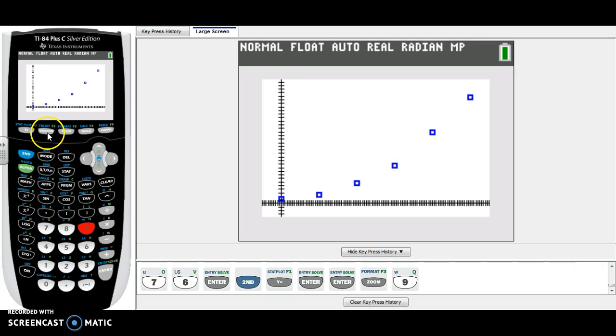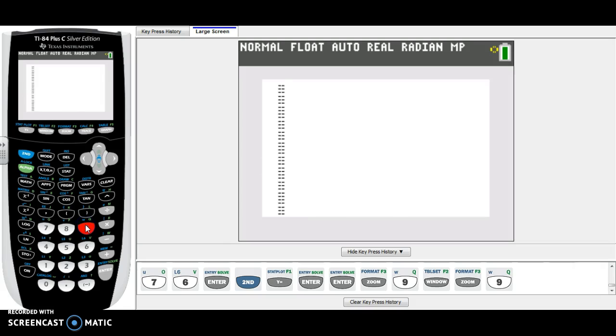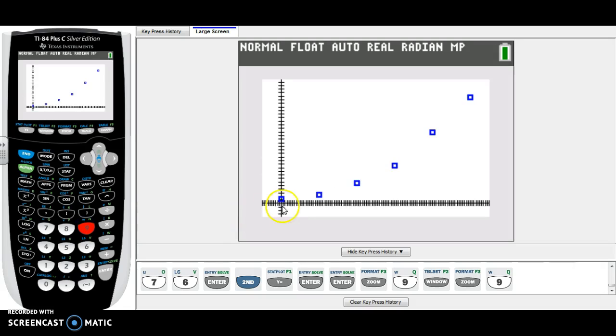Of course, you can always adjust the window by pressing the window button. Adjust your X-min, X-max, Y-min, Y-max if you want, but usually zoom 9 will give you a good picture of your data. Now, if we look at this data, we notice that it is not linear. So that's how we know that we're not going to do a linear regression. We're going to do an exponential regression instead.